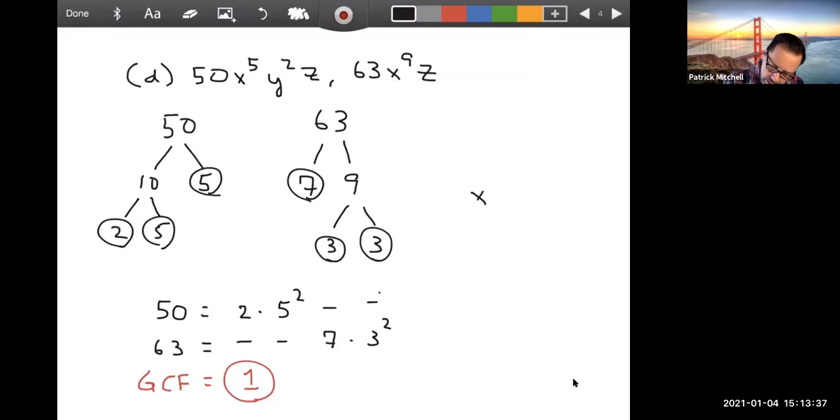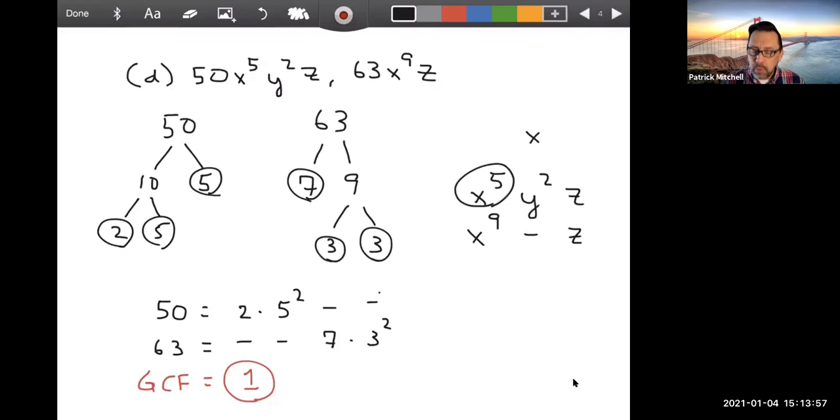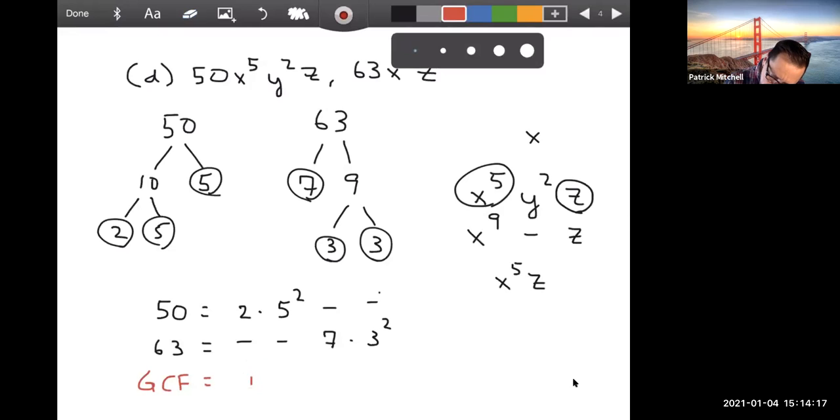So we have x to the 5th, y to the 2nd, z, and then we have x to the 9th times z. So notice that the y column is not complete. However, in the x column, the smallest power is x to the 5th. And in the z column, it's a tie between z and z, so I'll pick z. The GCF for the variables is x to the 5th times z, which means, and I'm sorry, I didn't mean to, let's get rid of the circle because that's not the final answer, and I accidentally just erased.